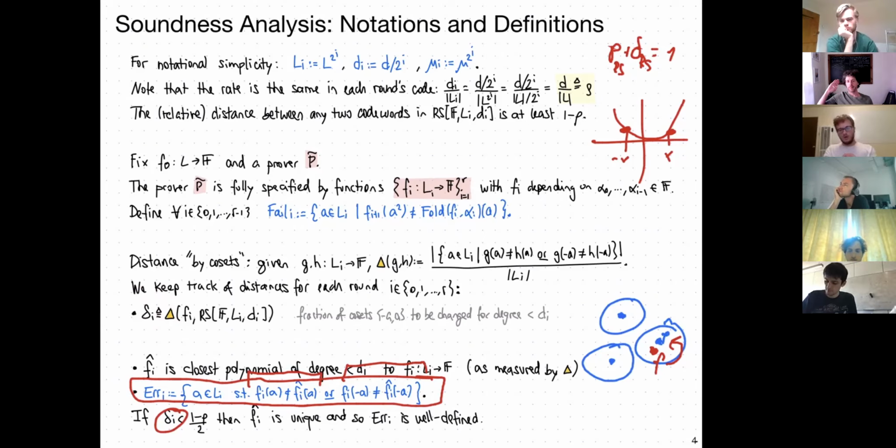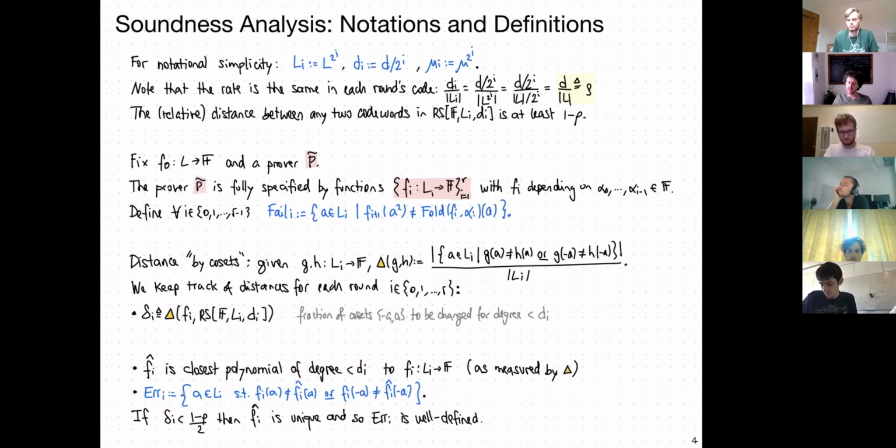So the distance of the code, this is one thing. And then completely independent of that, the prover is sending some functions. And these functions might be really far from a low-degree polynomial. They might be exactly a low-degree polynomial. So this defines that. Does this answer what you asked?